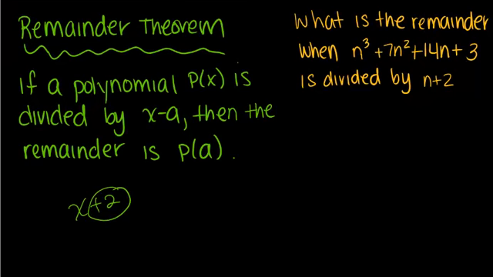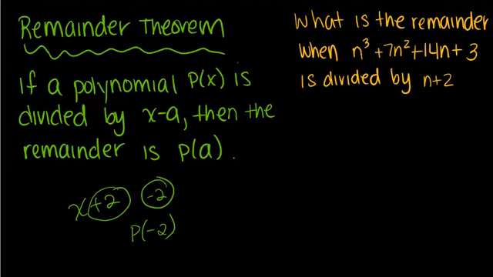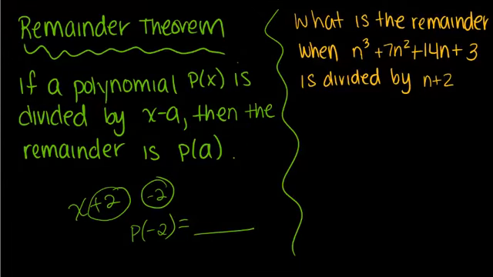Then to find the remainder, you can take this plus 2, and we're going to change the sign. So instead of a plus 2, we're going to use negative 2. And I'm going to substitute the negative 2 into whatever the polynomial is. So I'll look for p of negative 2. And whatever I get as a result when I substitute in, that is going to be my remainder.